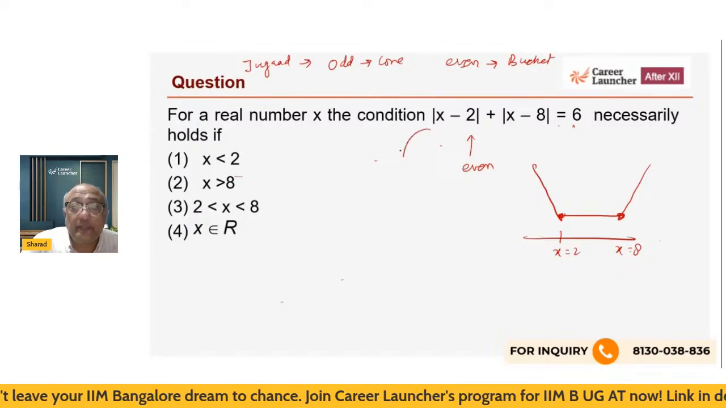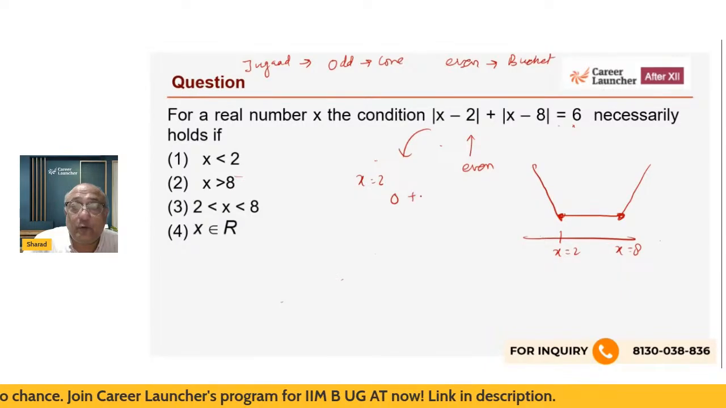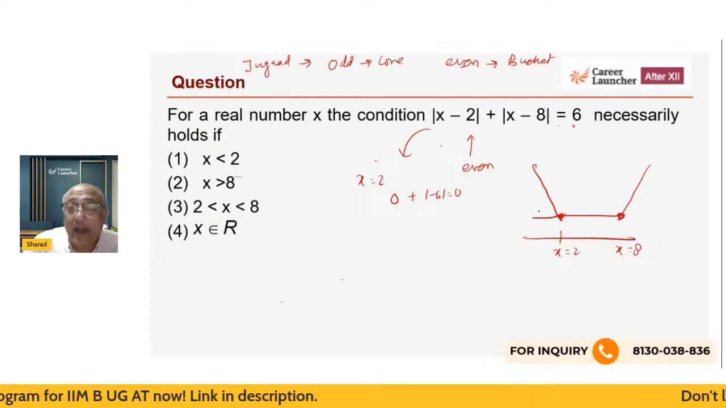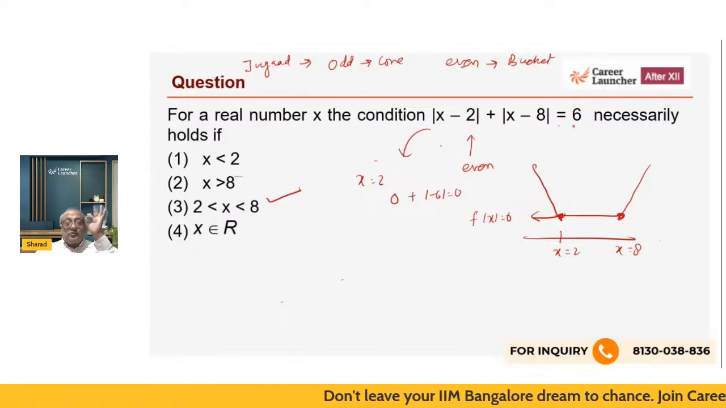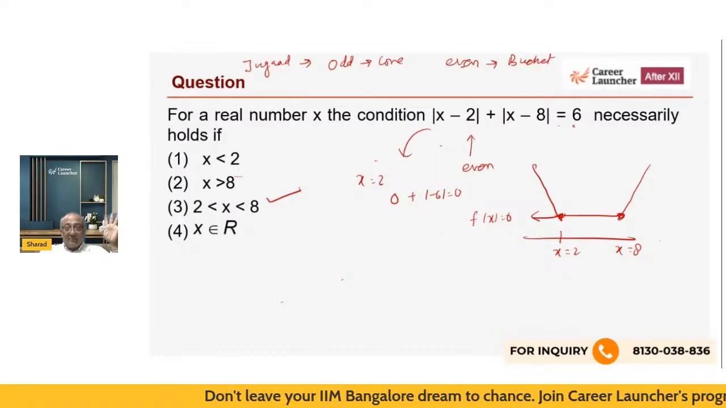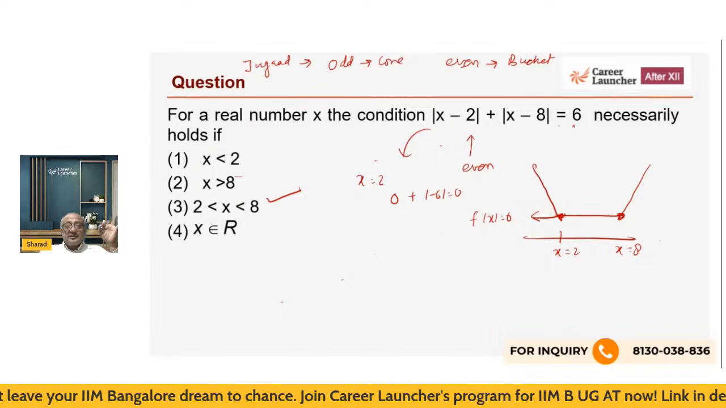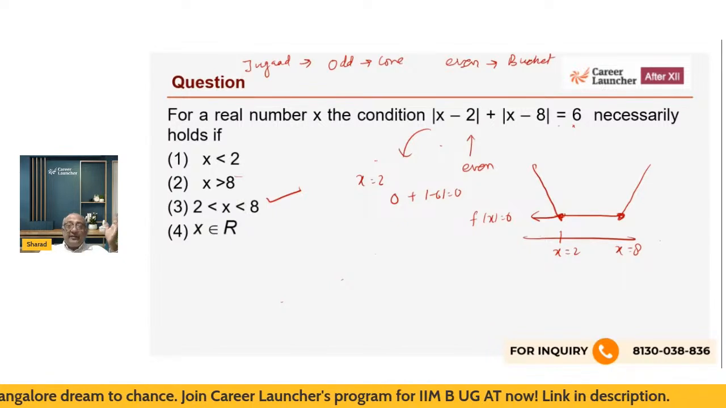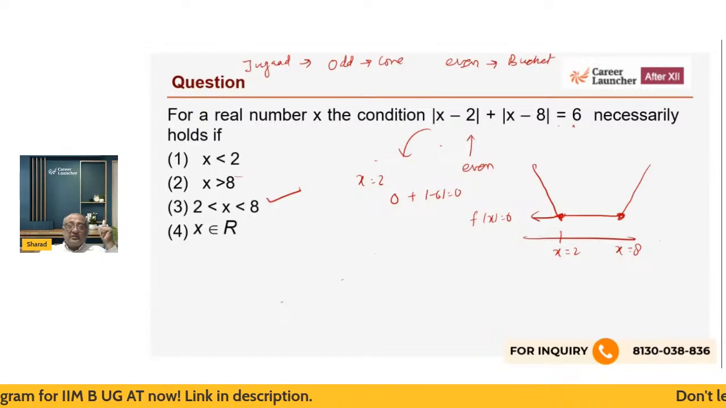How much will that value be? Let us compute this. Let us put x is equal to 2. It will be 0 plus mod of minus x. Wow, this is f(x) equal to 6. It means the answer is 2 to 8. It is so simple. And this is a question which has come in competitive exams like IPMAT, and it can be done just by looking at it.